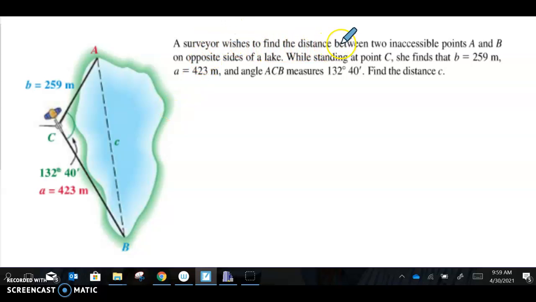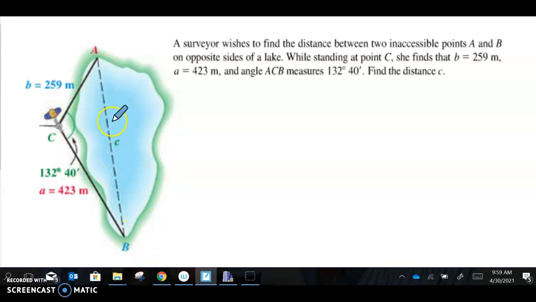The surveyor wishes to find the distance between two inaccessible points A and B on opposite sides of a lake. While standing at point C, she finds that the distance from there to there, you can shoot a little laser, it's 259 meters. And she finds out that the distance from C to B, which we're letting will be A, is 423 meters. Okay, we know this angle between the two, and now we'd like to find this distance.